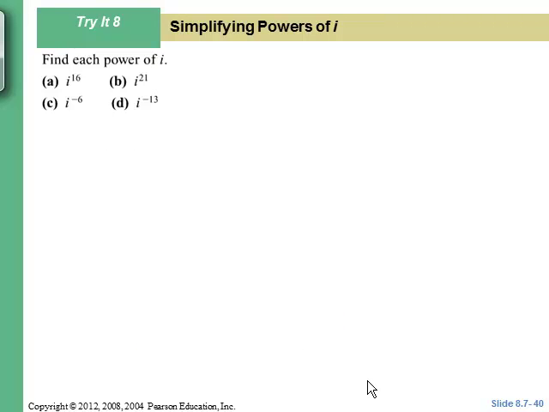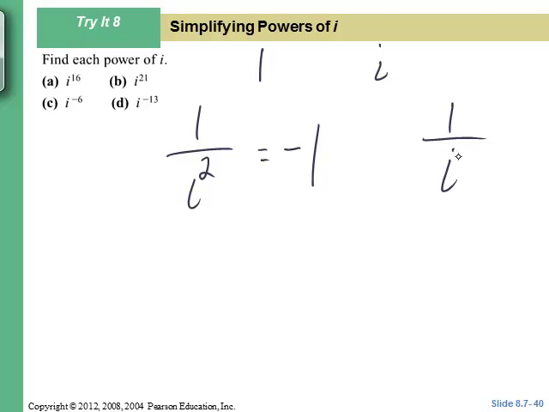Try these 4. Okay, i to the 16th, there is no remainder when you divide, so that's going to just be 1. B, there's a remainder of 1, so that's just going to be i. C, there is a remainder of 2, so it's i squared on the bottom, but i squared is negative 1, so this is negative 1. D, there's a remainder of 1, so it's 1 over i.